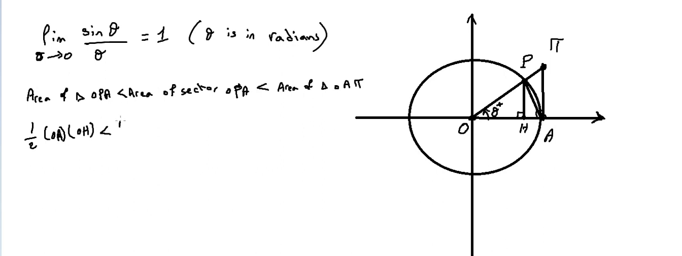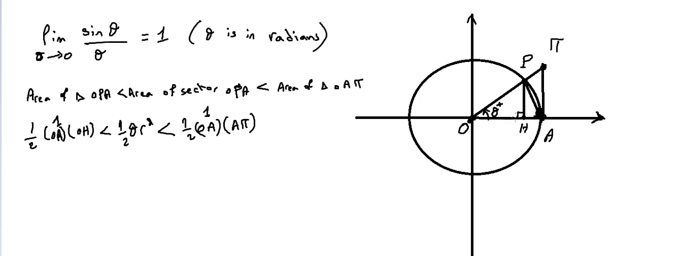This is less than the area of the sector. The area of the sector is half theta radius squared, using theta in radians. This is less than the area of triangle OAT. This angle is 90 degrees because the radius is perpendicular to the tangent. If I consider OA as the base, then the height is AT because it is perpendicular to that base. Multiplying all of the sides by 2, the radius OA in a trigonometric circle is equal to 1.